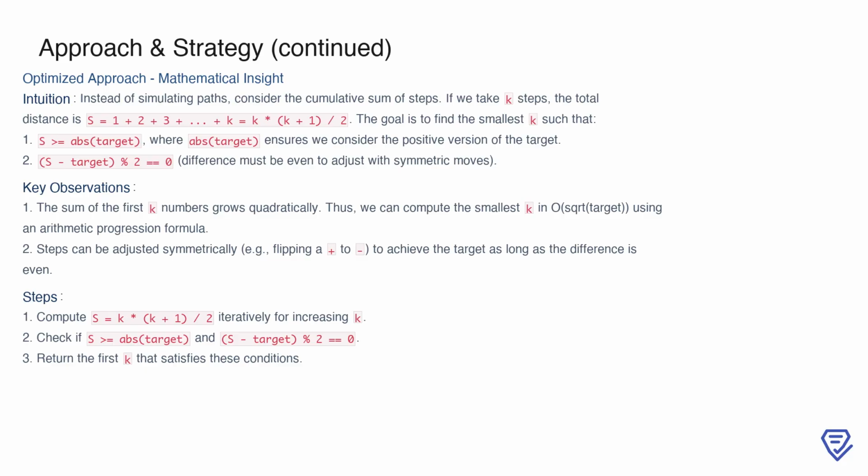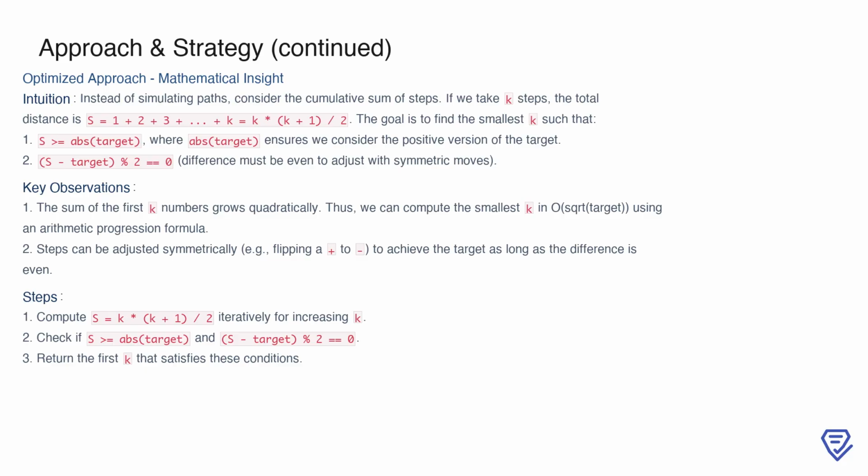Instead of simulating paths, we focus on the cumulative sum of steps. If we take k steps, the total distance covered is given by the formula s equals k times (k plus 1) divided by 2. Our goal is to find the smallest k such that the sum s is greater than or equal to the absolute value of the target, ensuring we consider the positive version of the target. Additionally, the difference between s and the target must be even, as this allows symmetric adjustments by flipping steps from positive to negative. This insight reduces the problem to iteratively calculating s for increasing values of k, stopping as soon as both conditions are met.